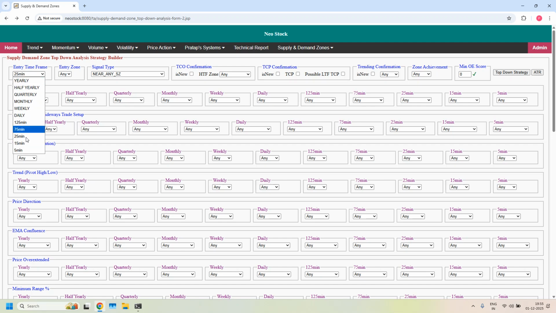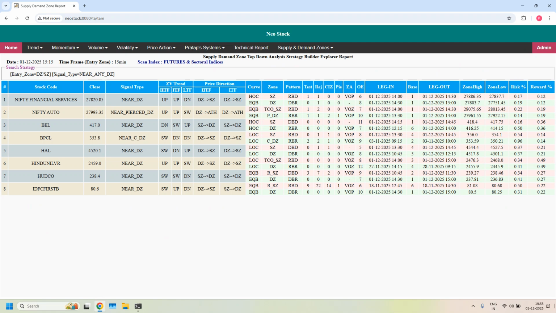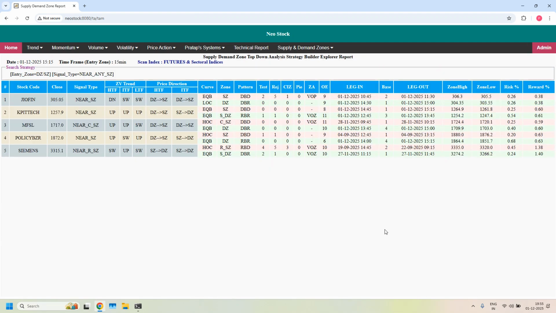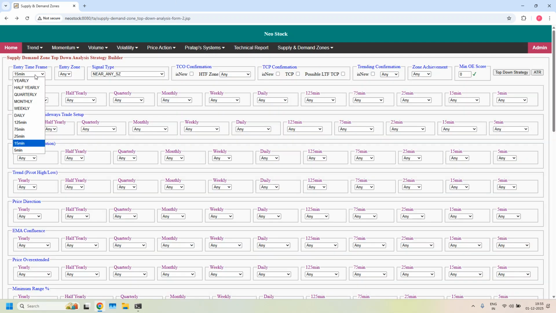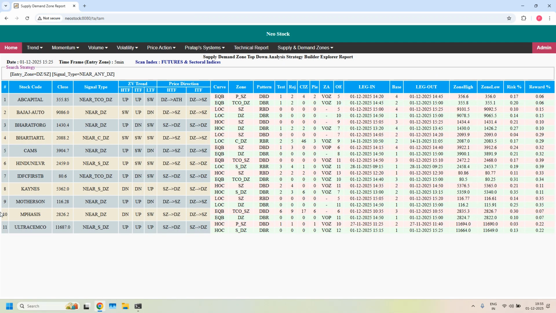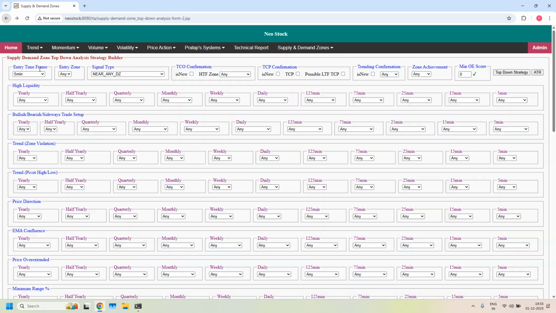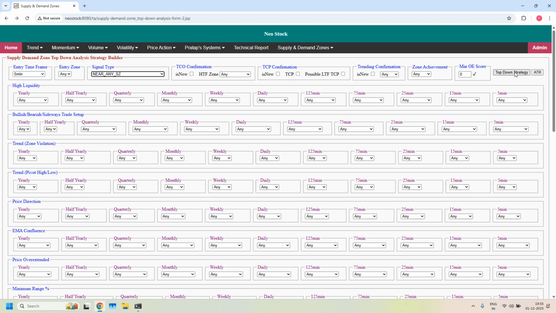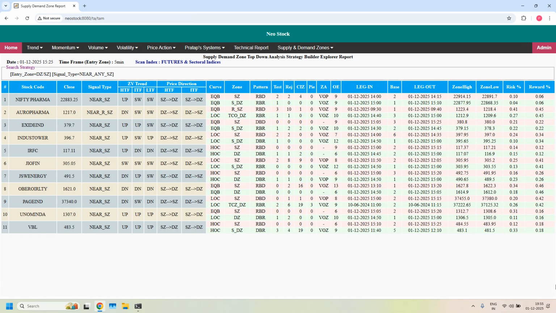Next time frame is 15 minutes. So stocks near to the 15 minutes demand zone, we got 8 stocks. Next, stocks near to the 15 minutes supply zone, we got 5 stocks. Next time frame is 5 minutes. Stocks near to the 5 minutes demand zone, we got 11 stocks. Next, stocks near to the 5 minutes supply zone, we got 11 stocks.